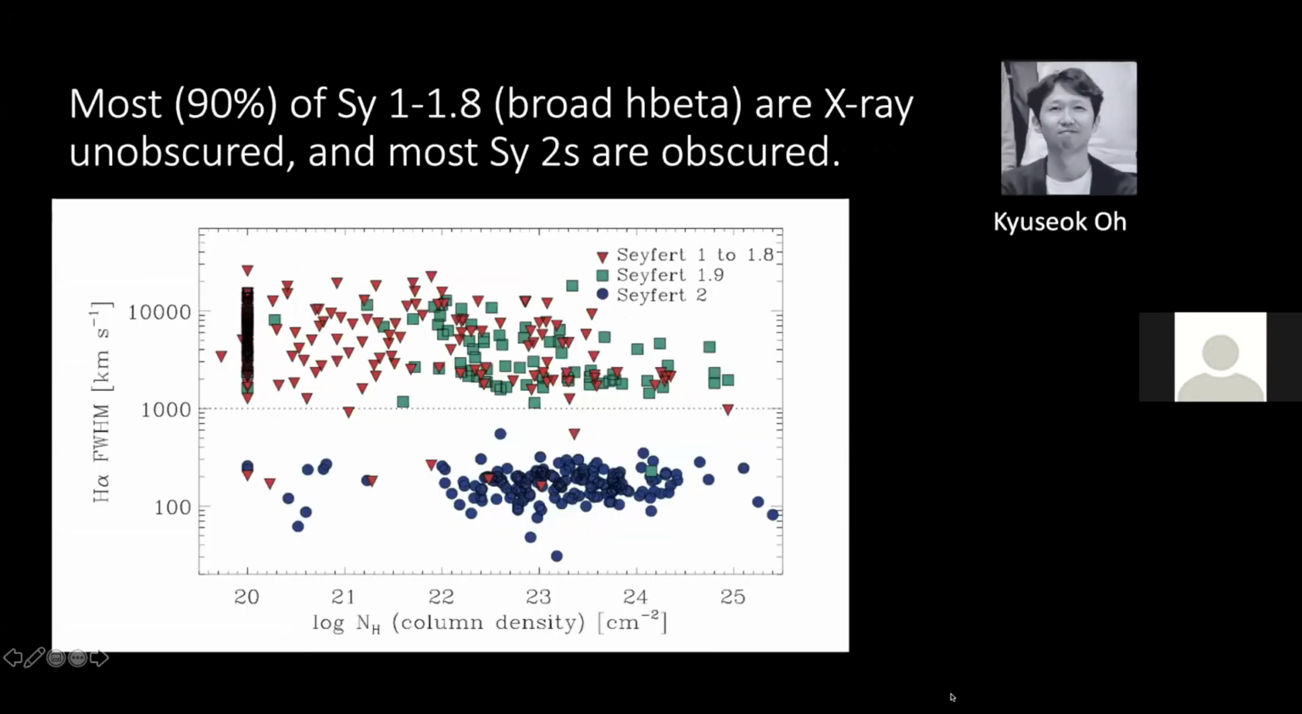And then we find that most of the optical obscuration, if it's a Seyfert 1 with broad Hβ, is going to be X-ray unobscured. And most of the Seyfert 2s are going to be X-ray obscured. So the plot on the bottom is showing the Hα full width half max versus the NH. If you just look at the blue sources, so these are Seyfert 2s, the Hα full width half max is a few hundred kilometers a second. Most of those have high X-ray obscuration, above 10^22.